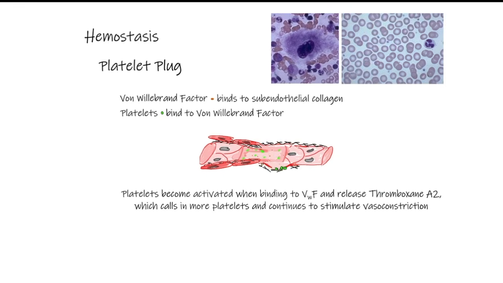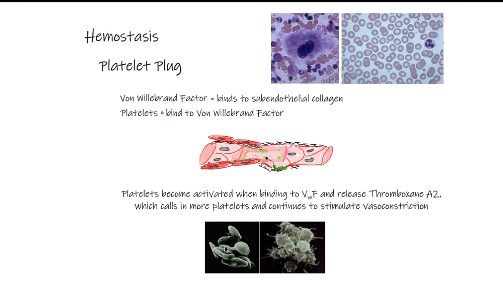When platelets bind to the von Willebrand factor, they become activated, and they release platelet activating factors, including thromboxane A2. These then in turn call in more platelets and continue to stimulate vasoconstriction as well. This is an example of a positive feedback mechanism. Inserted, we show normal platelets, and this is what platelets look like when they're activated. So you can see how they become much more sticky appearing and are much more likely to adhere to each other.